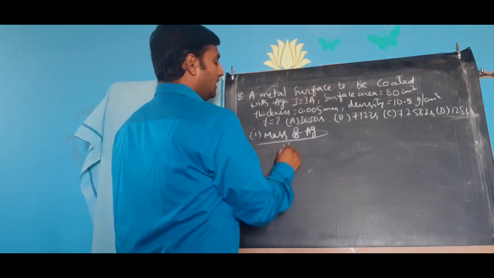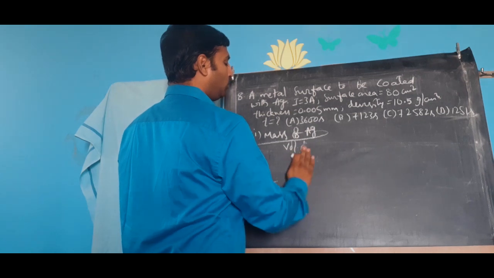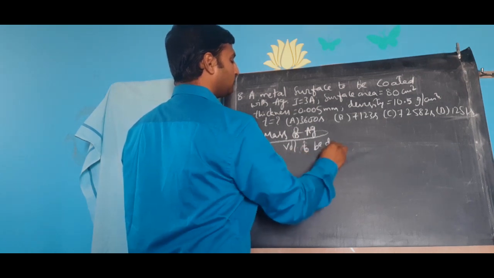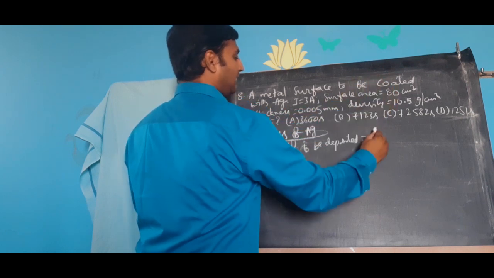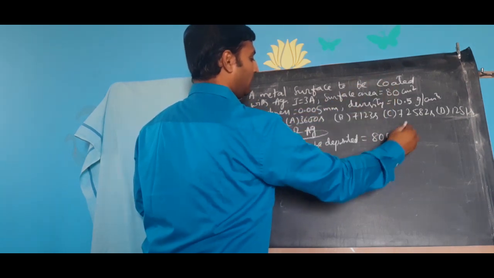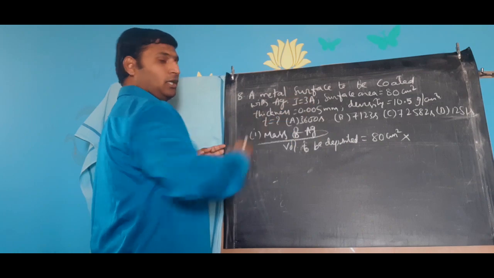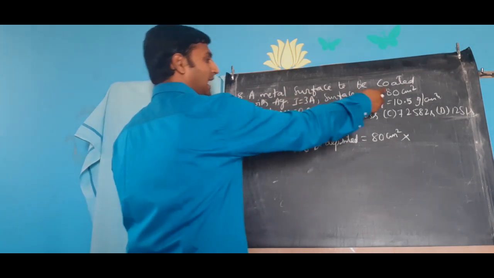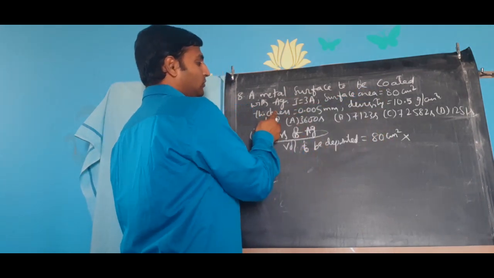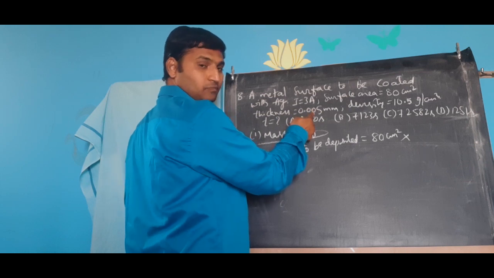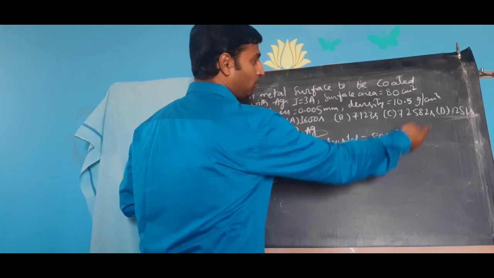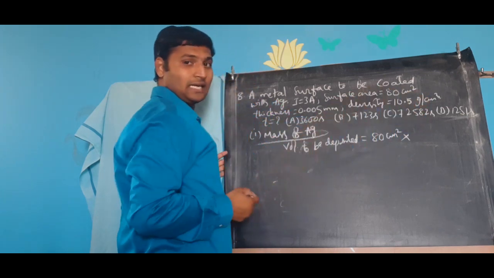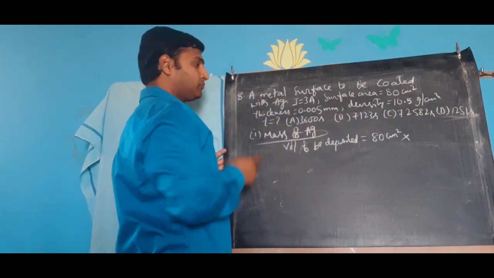See, let us calculate the volume to be deposited. See here, surface area is 80 centimeters square. Volume will be area into thickness, of course. So, area is 80 centimeters square. Thickness is given in millimeters. Further, we need to convert to centimeter to get the value in centimeter cube, because the density also is given in grams per centimeter cube. Right?